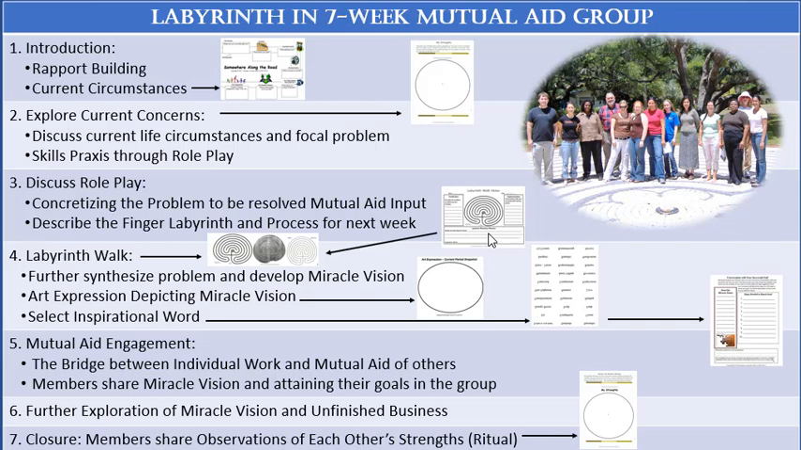And then they will follow the written description with an art expression. So this would be the sheet in which they will place their artwork that depicts as vividly as possible the vision of the solution that they're seeking. Then, upon completion of the artwork, they will select an inspirational word which will be used to anchor their experience of transformational images and vision in the central work of the labyrinth here.